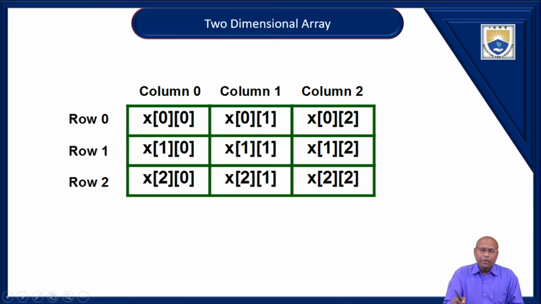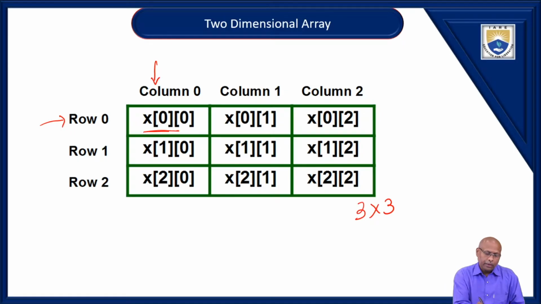So here is a simple example of a two-dimensional array. There are 3 rows and 3 columns, so it is nothing but a 3 by 3 two-dimensional array. Every two-dimensional array maintains 2 indexes: one index per row, another index per column. So by knowing the row index and column index, you can identify a particular element.